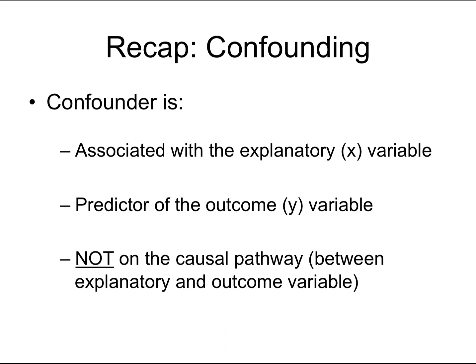As another example, let's say we're interested in the effect of injection drug use on HIV incidence, and we're wondering if we should adjust for syringe sharing. Syringe sharing is associated with injection drug use and is a predictor of the outcome, HIV incidence. But syringe sharing is on the causal pathway between injection drug use and HIV incidence, so we shouldn't adjust for it in our multiple linear regression model. So it's really important to make sure that a confounder makes sense conceptually, not just numerically or statistically.